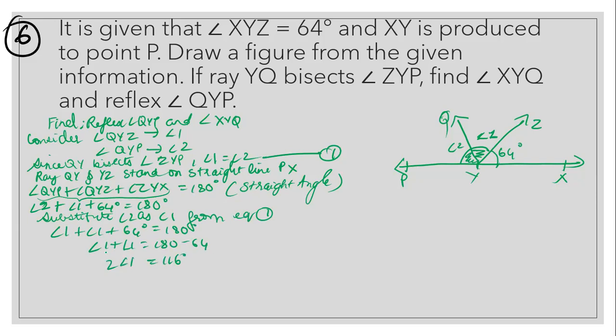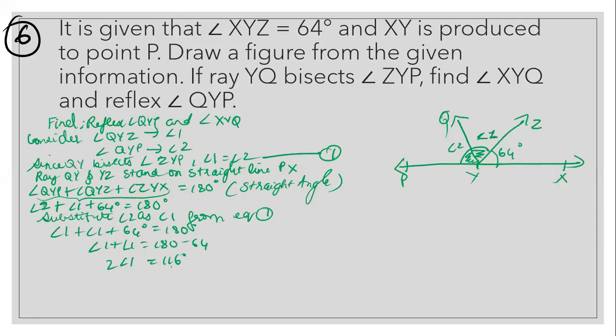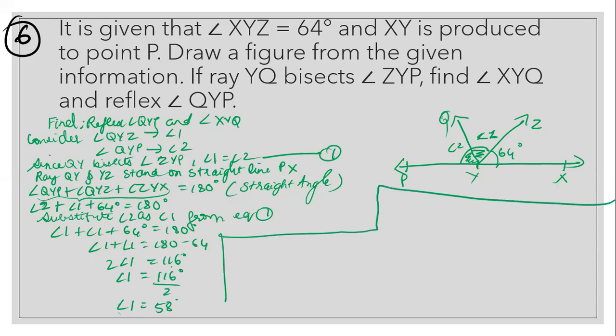So 2 angle 1, you need to add it and write the angles. That is nothing but 2 angle 1. So now next step is take this 2 to the other side. This will become division. So angle 1 will be equal to 58 degrees. Now we know that angle 1 is equal to angle 2. So that means it will be equal to 58 degrees.